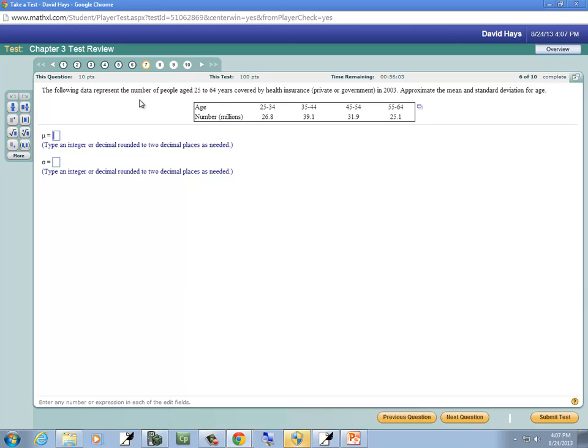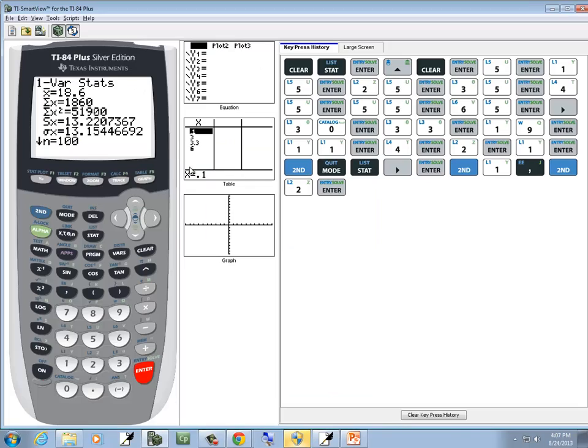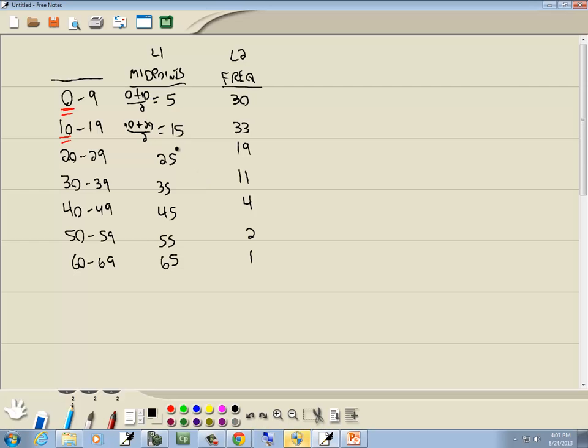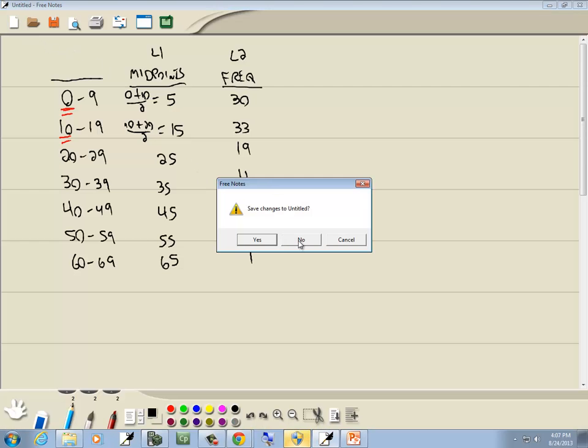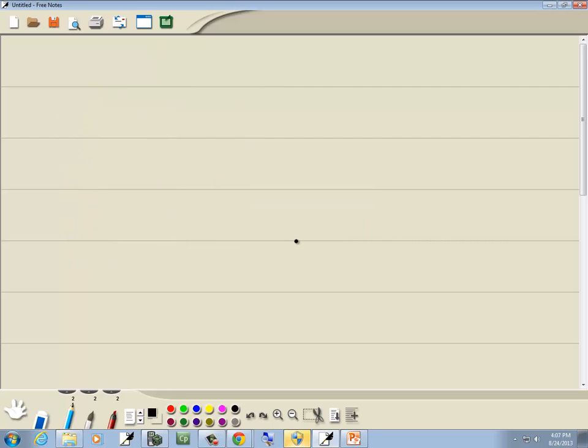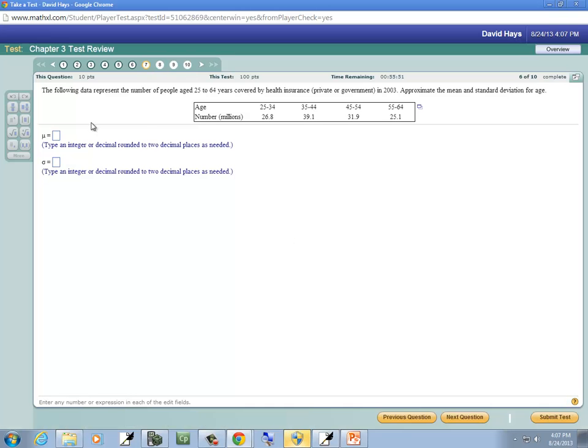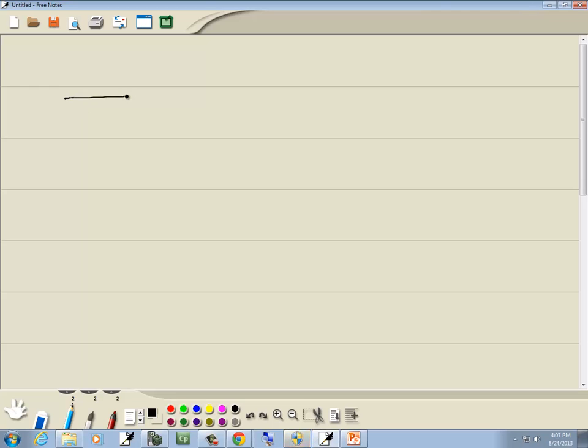Well, here's another one. Gives us this and wants to do the same thing. So let me clear this out and write down my values. 25 through 34.